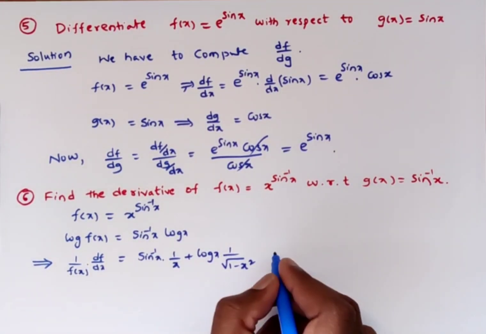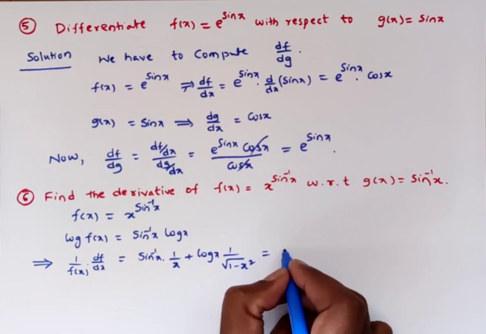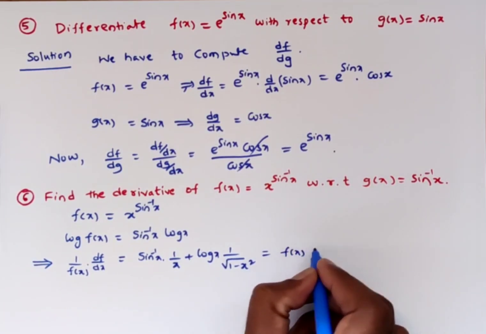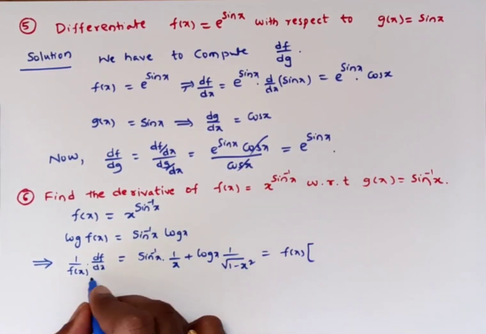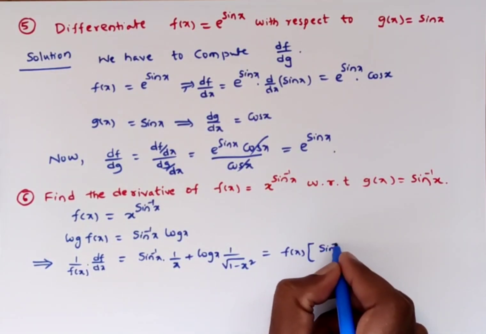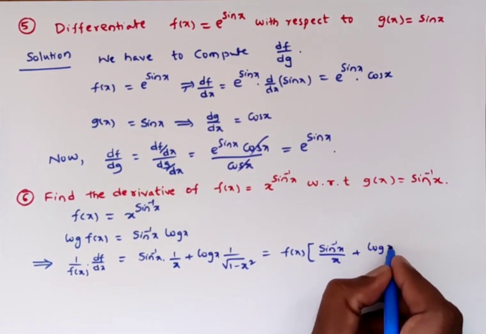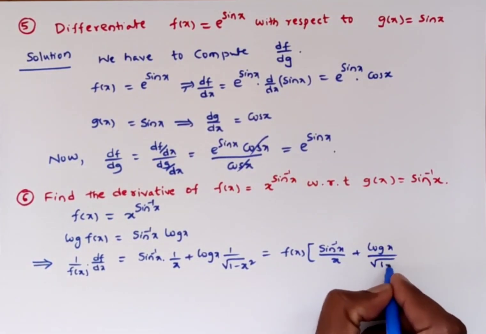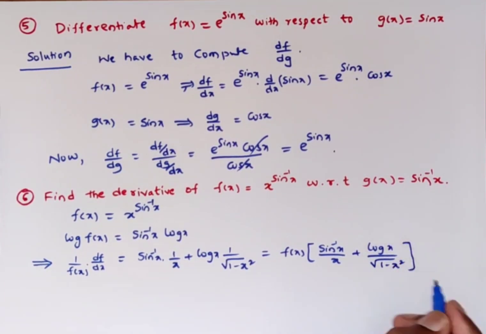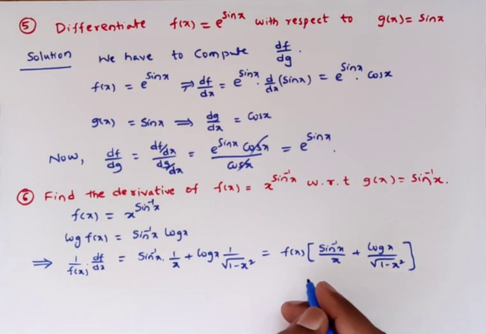Okay, so finally this is f of x into, here f of x into, then it's cross multiplication now, df by dx equals to this. So sin inverse of x by x plus log x by root of 1 minus x square. Here f of x is nothing but the given function, that is x power sin inverse of x.